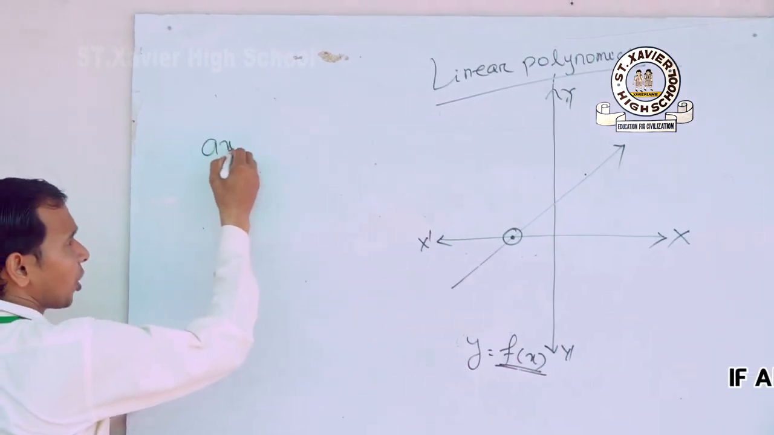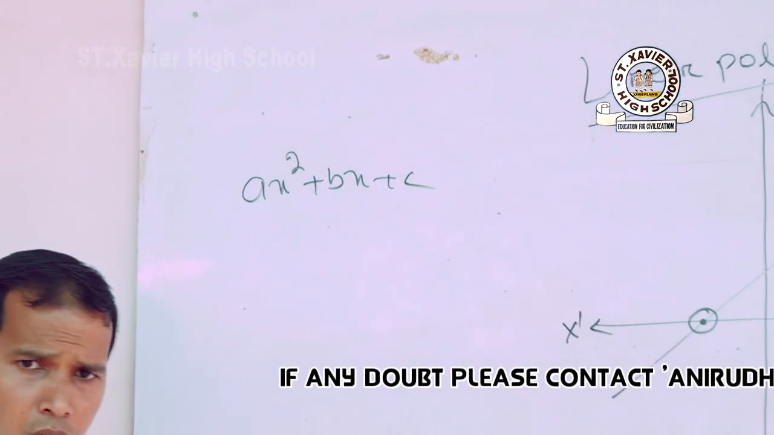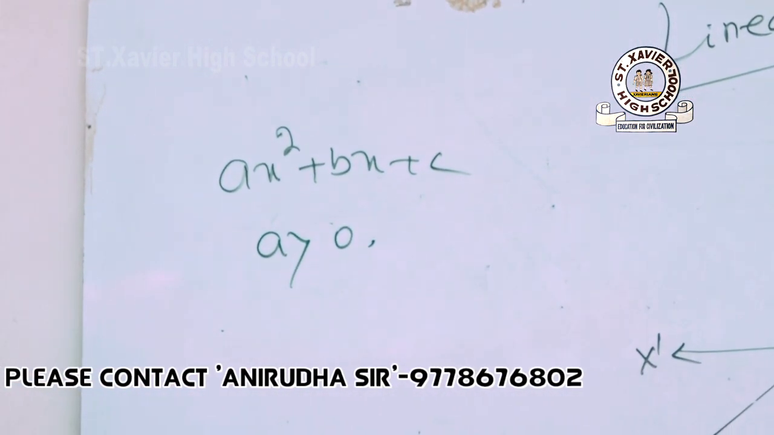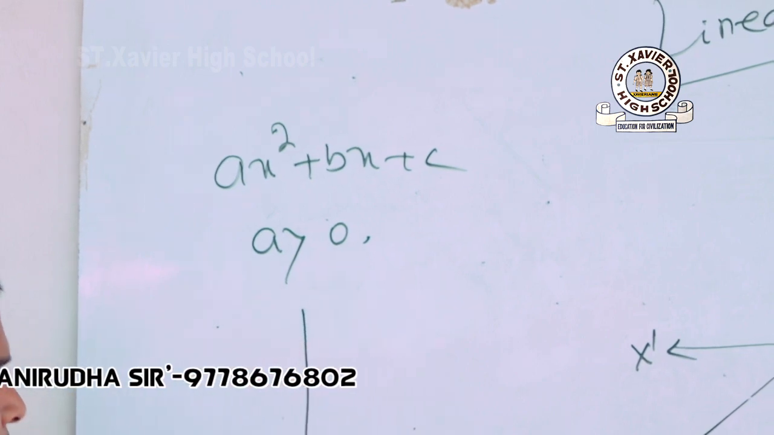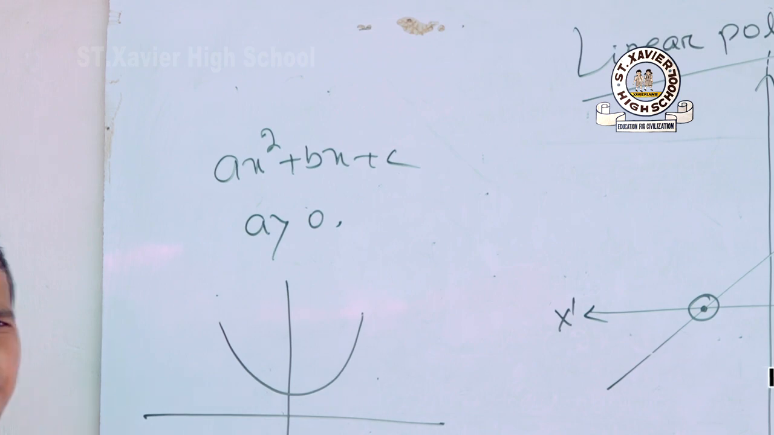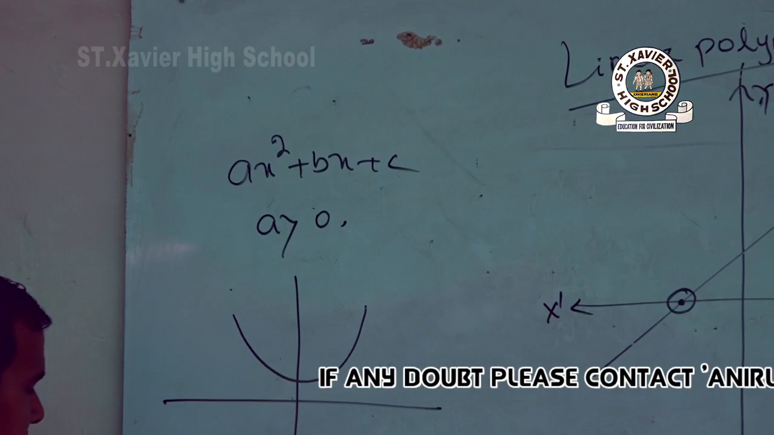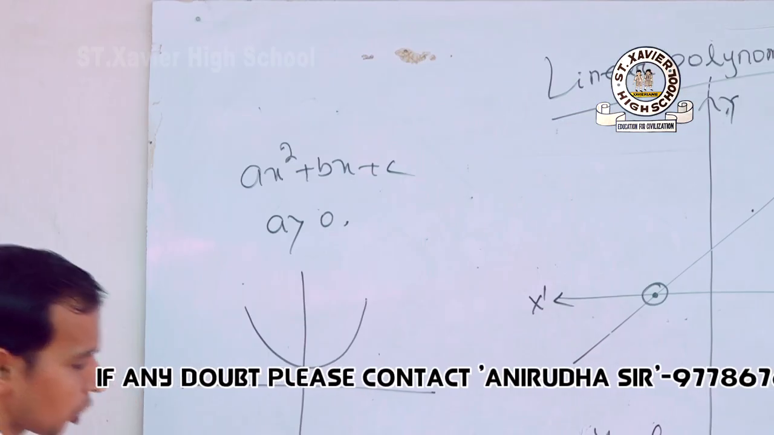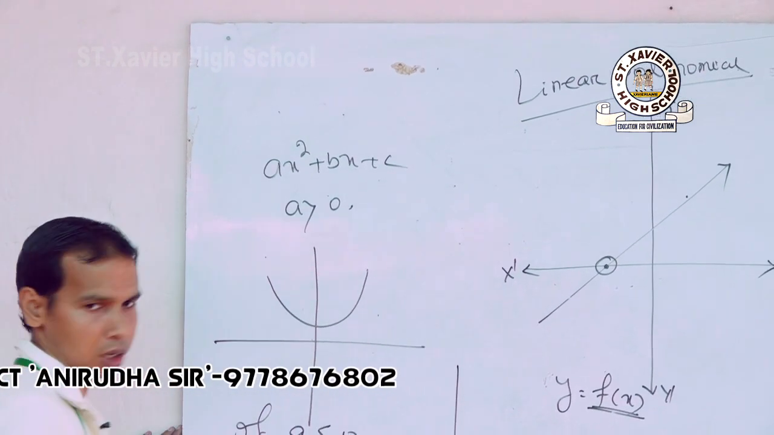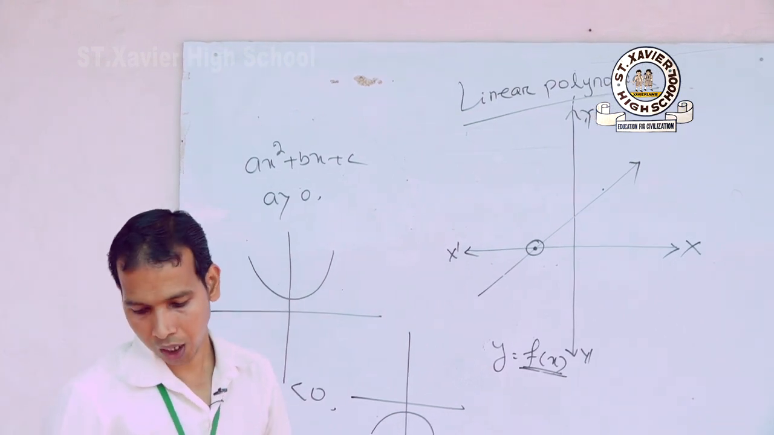But in the case of a quadratic polynomial, the standard form is ax square plus bx plus c, where a is not equal to 0. If a is greater than 0, the graph is upward, of this type, and this is known as a parabola. You will study it in higher classes. If a is less than 0, the graph is downwards, and this is also known as a parabola. Okay.